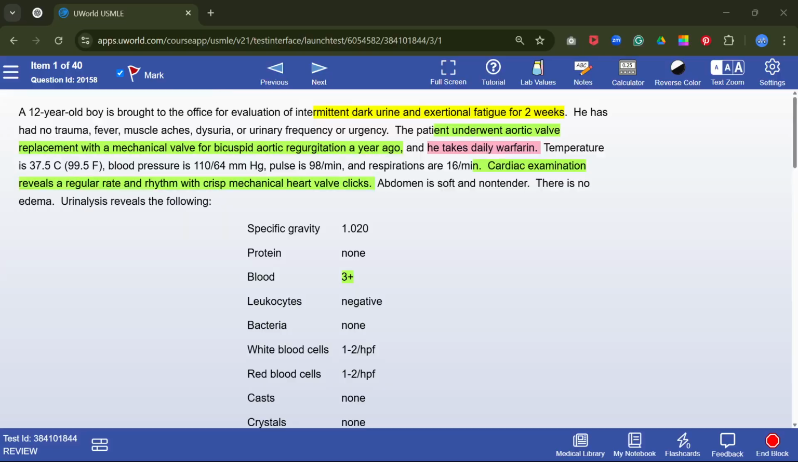Okay, now look at this question. A 12-year-old boy has intermittent dark urine and exertional fatigue for 2 weeks. He underwent aortic valve replacement with a mechanical valve for bicuspid aortic regurgitation a year ago, and he takes daily warfarin. Temperature is normal. Cardiac examination shows regular heart rate and rhythm with crisp mechanical heart valve clicks. Abdomen is soft, non-tender. There is no edema.